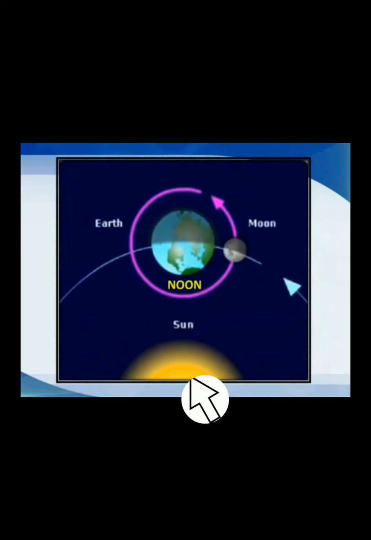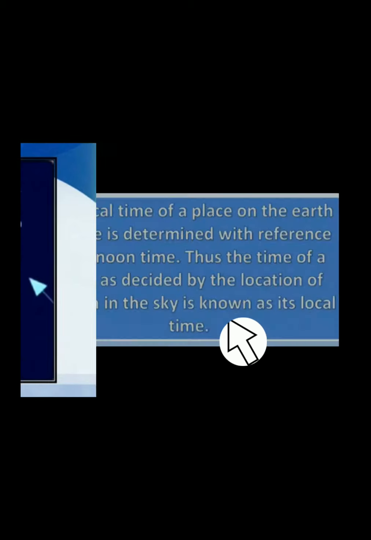Now here we can see again that on this part the sun is there, and this much area of the earth is called noon, and the other area is called night or midnight. We can also see the moon over here. It is also moving around the earth.